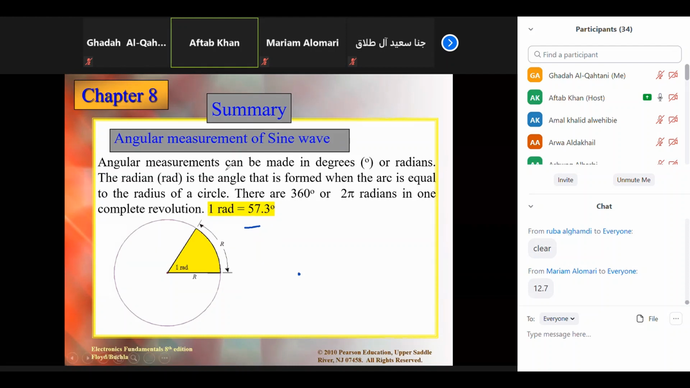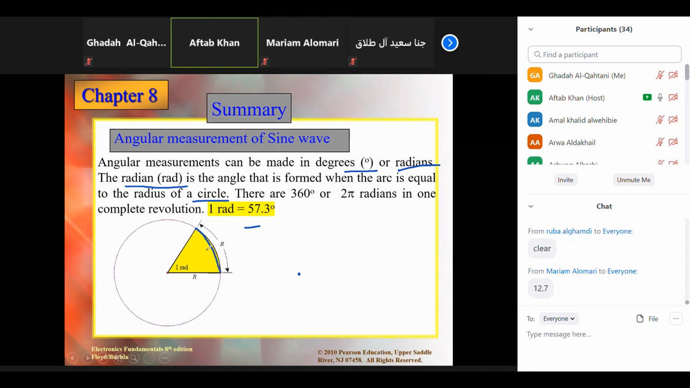Now, the angular measurement can be made either in degrees or in radians. The angle is formed when the arc, so what is that? 1 radian means the angle is formed when the arc is equal to the radius of the circle. So this is called the arc.